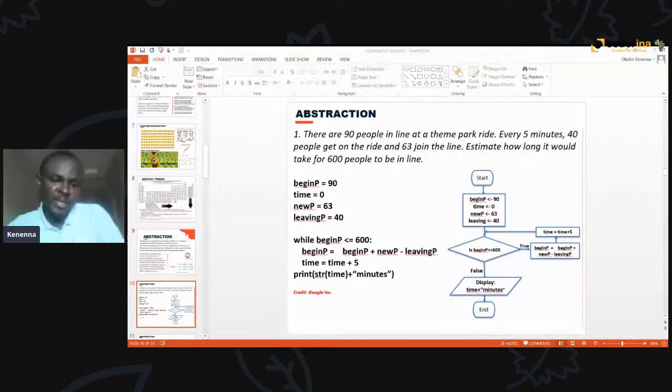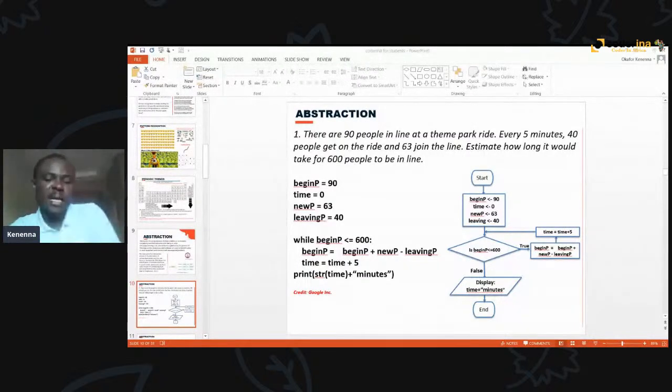Sorry, there's an error there. That should actually be 90, I set it to 90, please. It's 90, not 600. That's a mistake. So 90 people, I'll keep adding the number of people that get on the line and keep removing the number of people that join the ride.